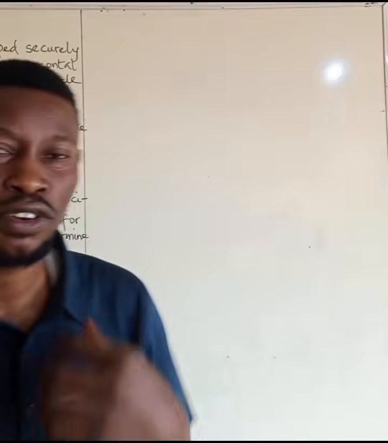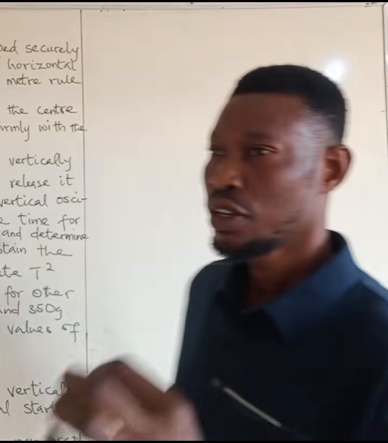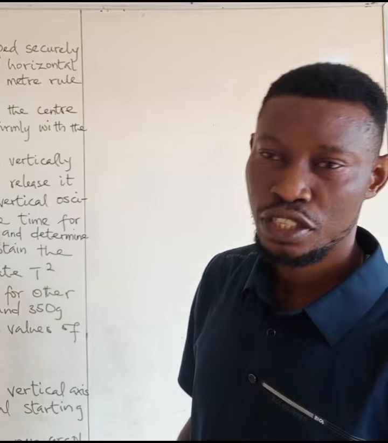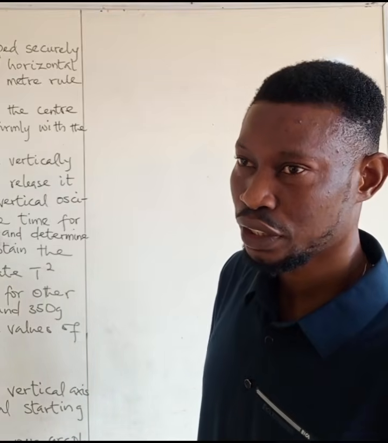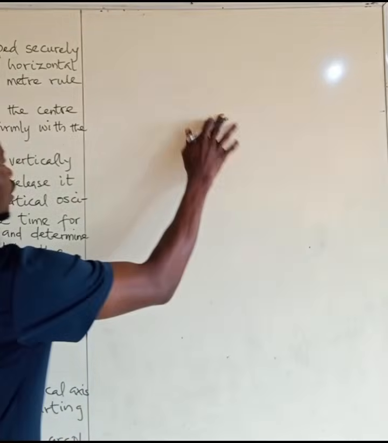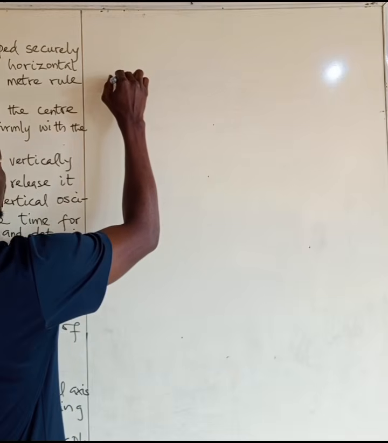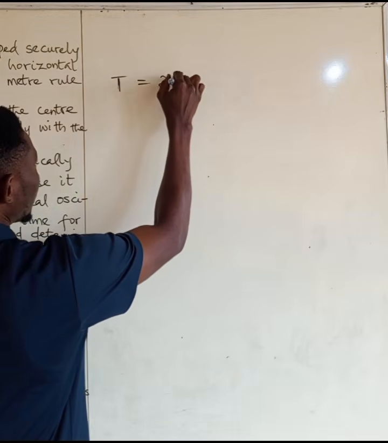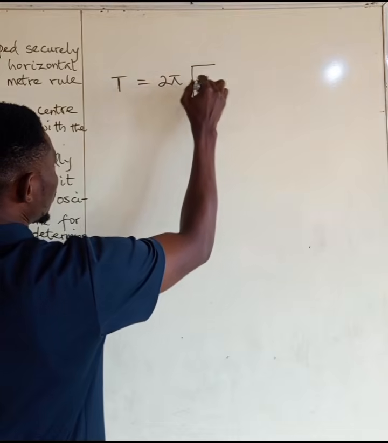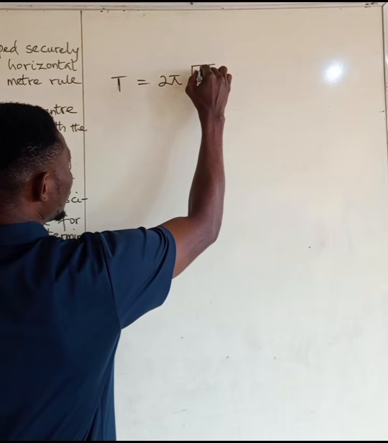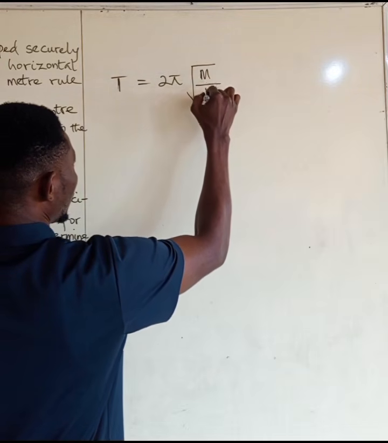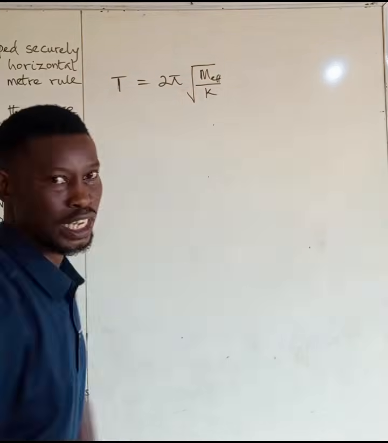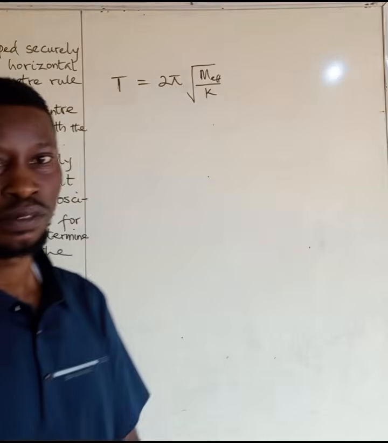Okay, if you can recall from simple harmonic motion that the period of oscillation of a loaded spring is given as T is equal to 2 pi into the square root of m all over k. This m is actually the effective mass of the entire system that is oscillating.